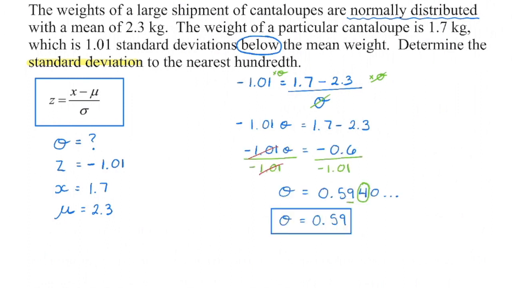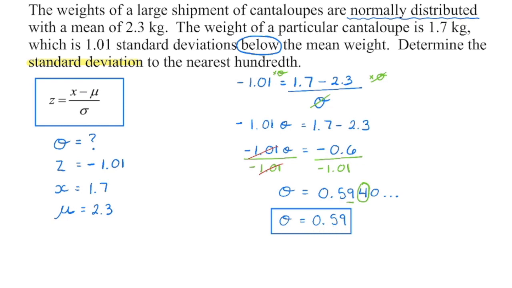Because the question tells us to round to the nearest hundredth, hundredth, remember, is 2 decimal places. So look at the number that comes after. If this number is less than 5, this stays the same. But if this were 5 or greater, remember, you'd have to go up. In this case, we don't need to round up. Our standard deviation is 0.59.